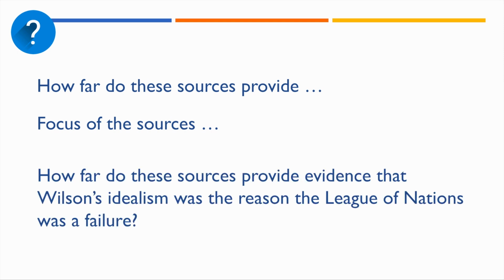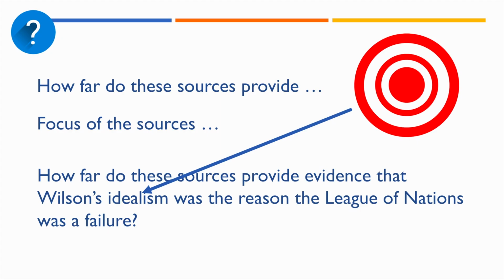So as a sample, here's a question. How far do these sources provide evidence that Wilson's idealism was the reason the League of Nations was a failure? Now, even if you don't know anything about this topic or Wilson, the thing that the question tips off to you is that this is your target, idealism. You know in advance that all of these sources, to some degree or another, are going to be talking about this idea of Wilson's point of view and how it's connected to the League of Nations and its eventual failure.